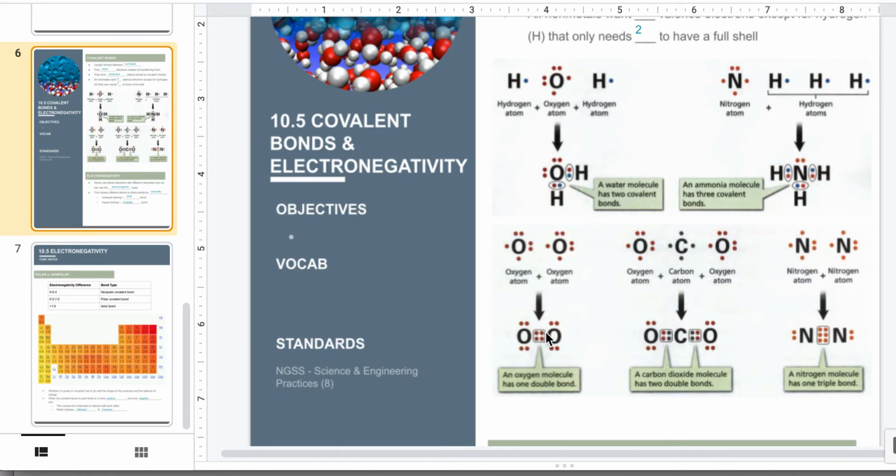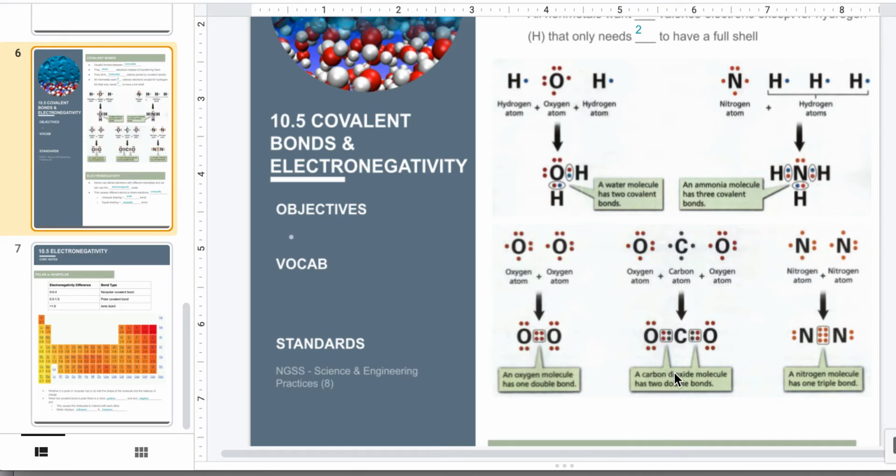And so it would look kind of like an equal sign, where we'd have our O and then two lines and then an O. Okay, so each line represents a pair of shared electrons. So in this case, there's two pairs, a total of four. So it's a double bond.